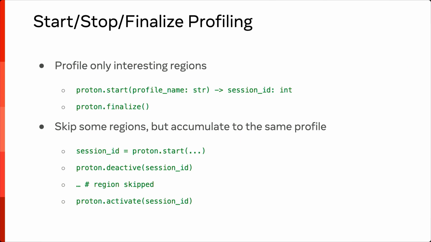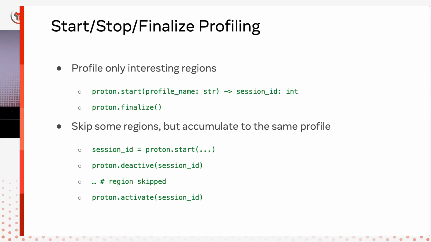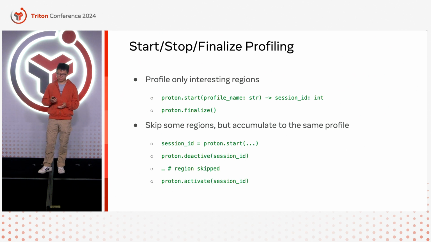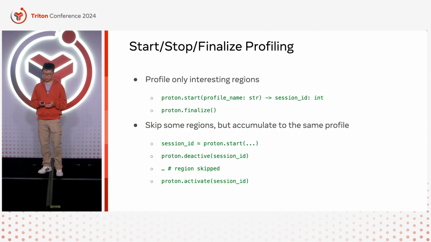The only argument you need if you don't want other functionalities is a profile name, which returns your session ID. But if you only have one session, it doesn't matter. Once you know that the profiling is done, you can output your profile using another API, proton.finalize. Like I mentioned, sometimes we want to skip some regions that are not that interesting, but still accumulate the data to the same profile. Then here is why we want to use the session ID variable.